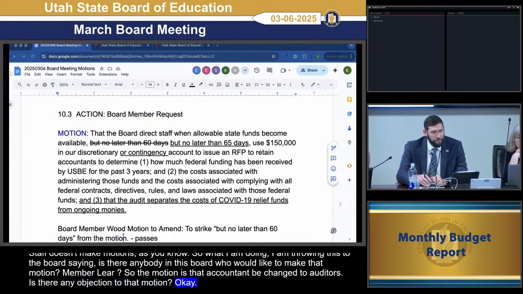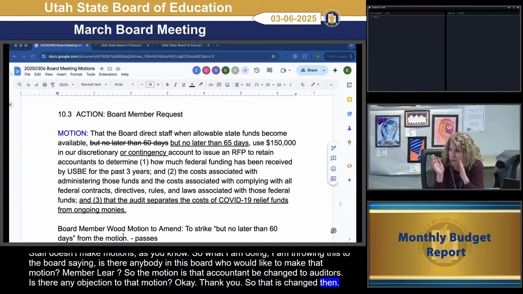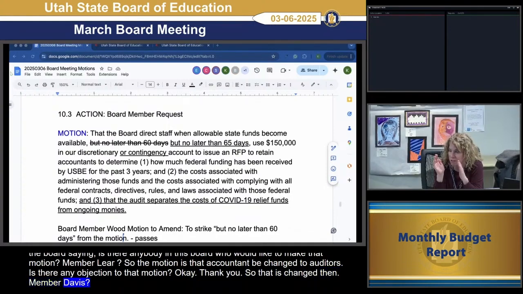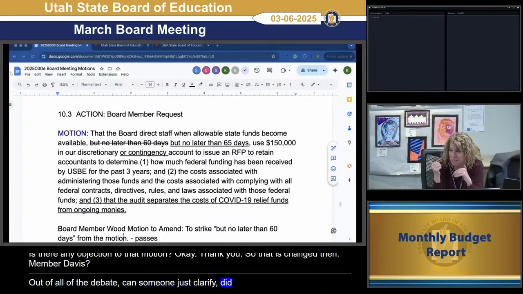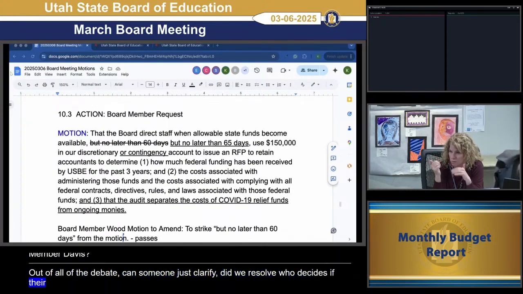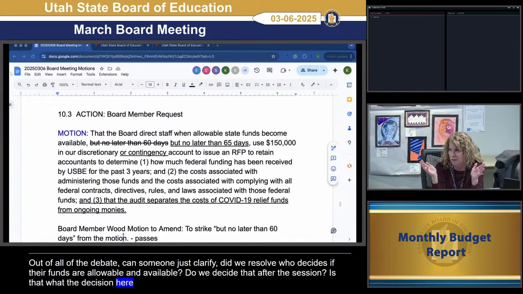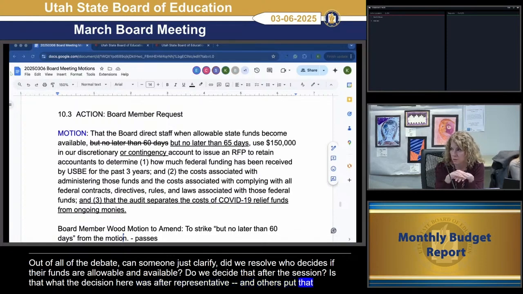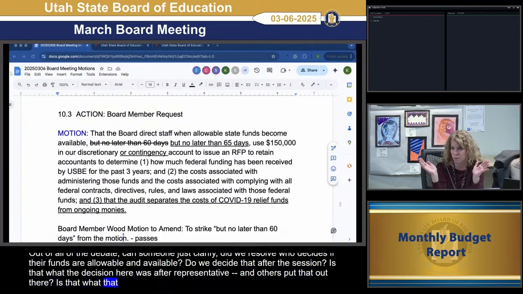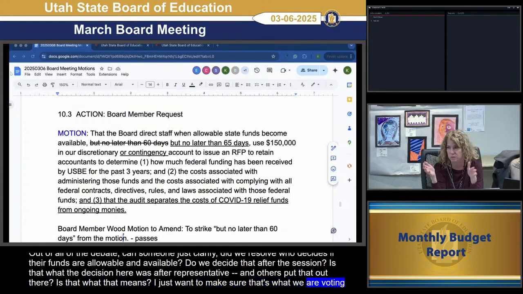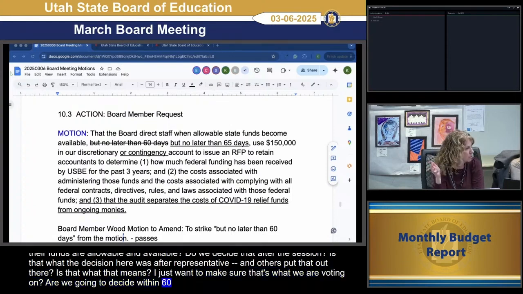Member Davis. Just out of all the debate, can someone clarify, did we resolve who decides if the funds are allowable and available? Do we decide that after the session? Is that what the decision was here after Representative Brooks' bill and the other things that we have to pay for get put out there? Is that what that means? Just want to make sure what we're voting on. We're going to decide within 60 days what we're required to do legislatively. Is that what that means?